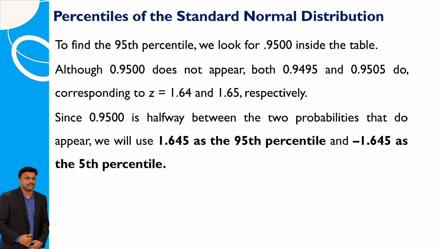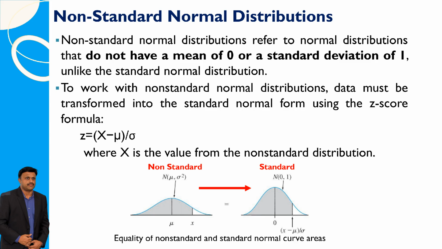the 5th percentile. Non-standard normal distributions are those that do not have a mean of 0 or a standard deviation of 1, unlike the standard normal distribution. To work with these non-standard distributions, data must be transformed into the standard normal form using the z-score formula given, where x is the value from the non-standard distribution, mu is the mean, and sigma is the standard deviation.